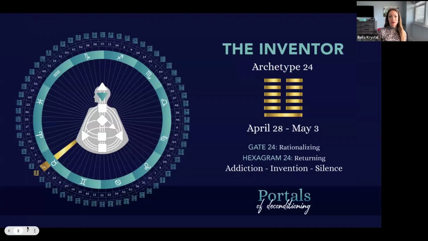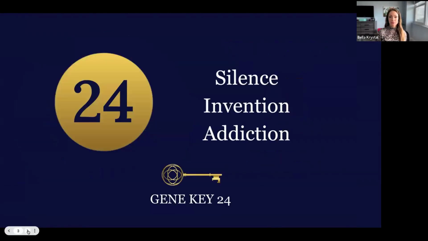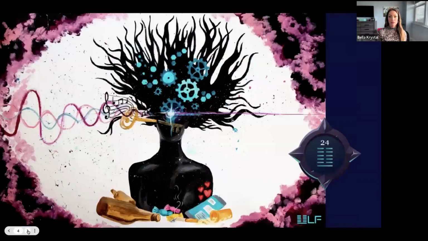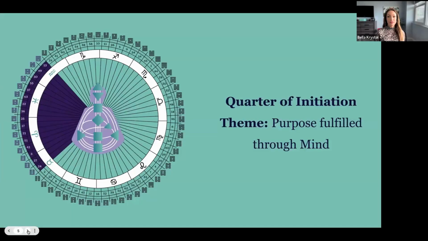This is the gate of rationalizing. It is the hexagram in the I Ching of returning, and in the Gene Keys, the frequency band goes from the shadow of addiction to the city of silence, and this is the pathway of invention. This is the quarter of initiation, and it's the very, very last gate.